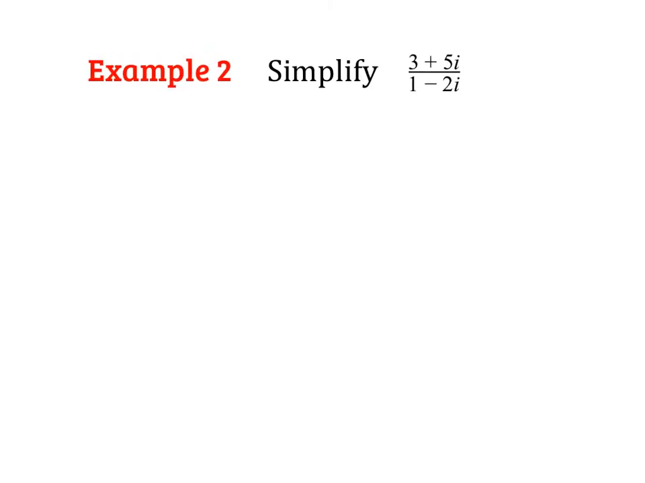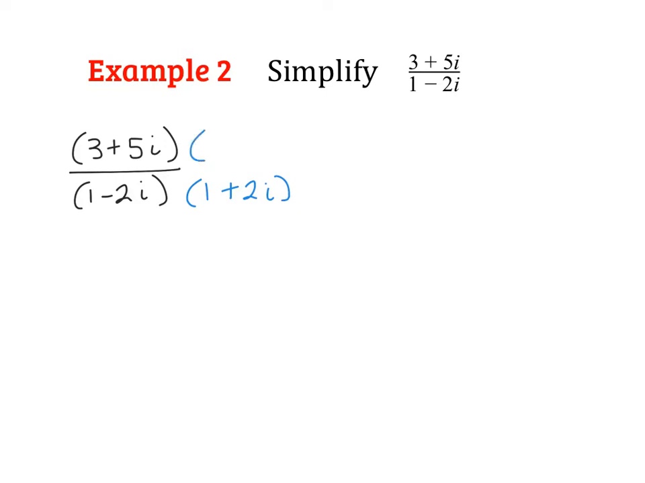All right, let's give this a try. Here we can simplify this again by multiplying the numerator and the denominator by our complex conjugate. The complex conjugate of our denominator in this case will be 1 plus 2i. So again, if we do this correctly, we should no longer have any i's in our denominator.